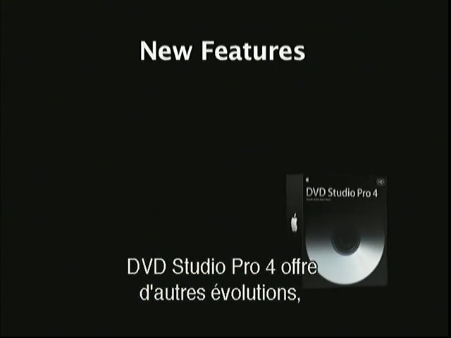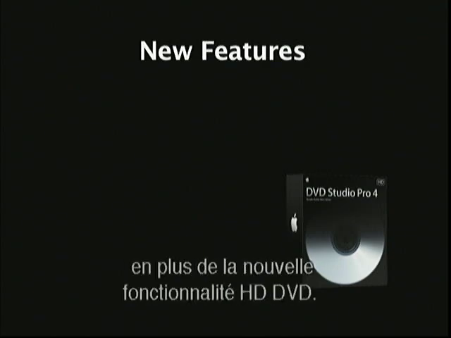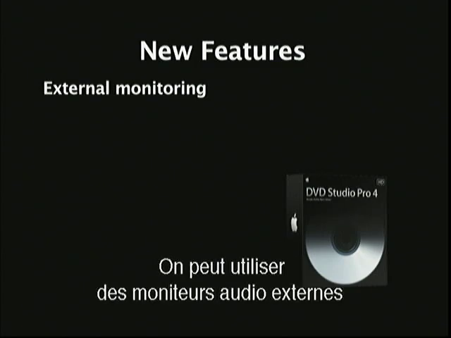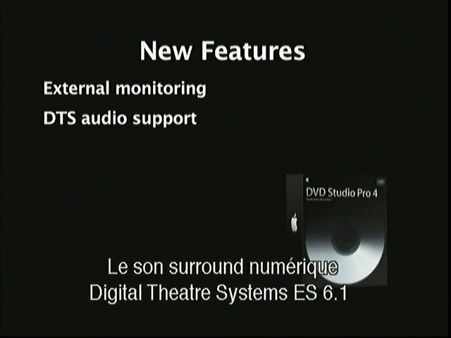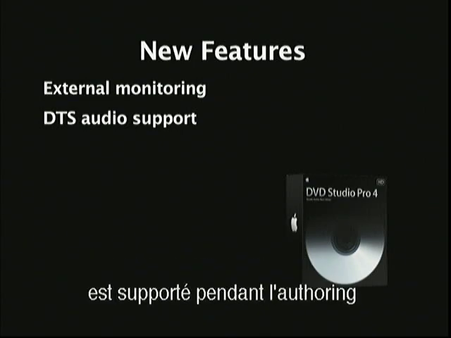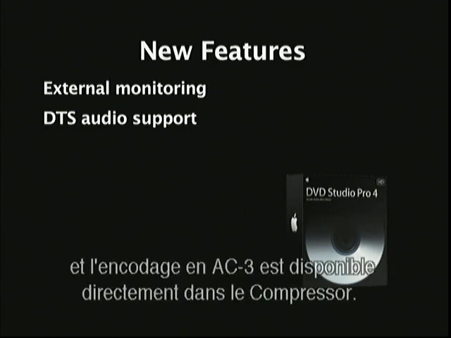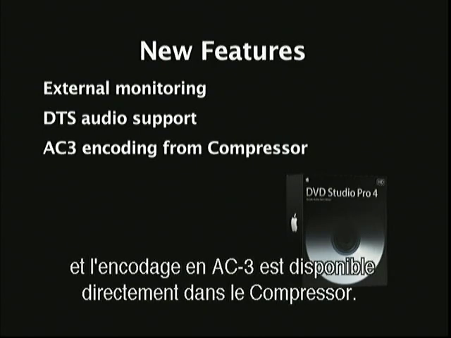Several new features have been added to DVD Studio Pro 4 in addition to the new HD DVD functionality. External audio monitors can be used to preview content while working in DVD Studio Pro, including AC3 surround previewing. Digital Theater System's ES 6.1 digital surround sound is now supported during authoring, and AC3 encoding is now available directly from Compressor.